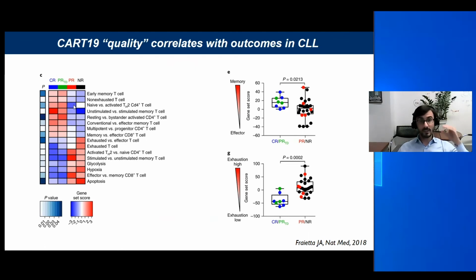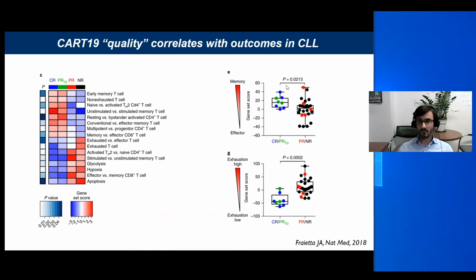In particular, they did that in chronic lymphocytic leukemia using RNA sequencing. And as you can see here, patients achieving complete remission have high memory T cells. They have low exhaustion of T cells, so less differentiated T cell subset, less exhaustion. While the group of patients who didn't respond to CAR-T cells have higher hypoxia, glycolysis, higher apoptosis, and so on.